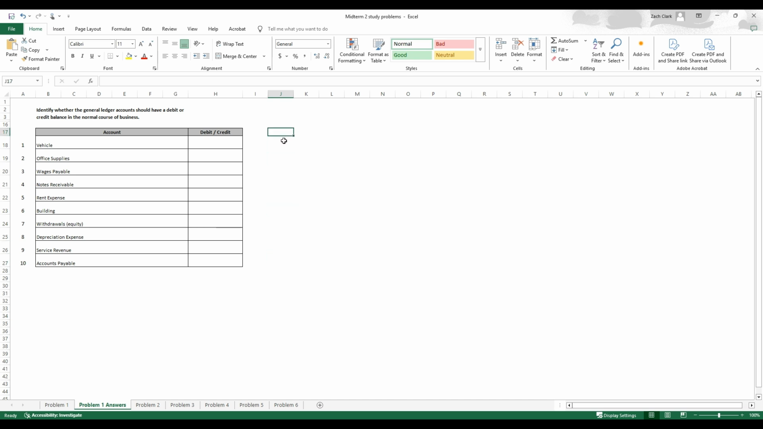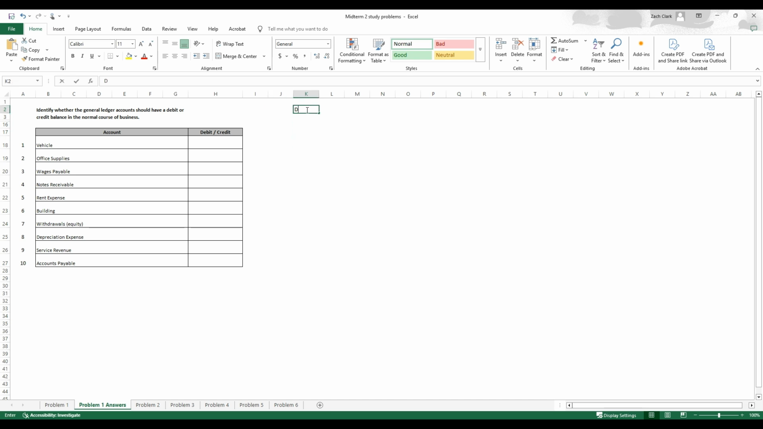So in problem one, it's just asking us to analyze a number of different types of accounts and understand whether that account should have a debit or credit balance in the normal course of business. And as far as whether an account should normally have a specific type of balance, remember that that is also the debit or credit that increases that account. So let's work through some, and hopefully that'll become clear as we solve some of these.